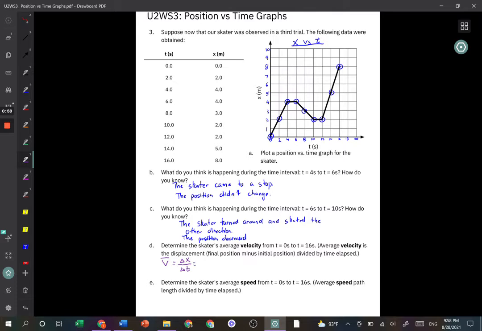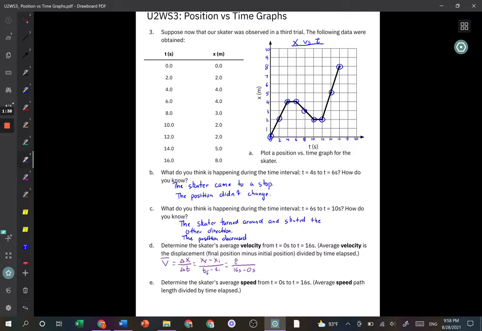Now the way that we can look at this is the final position, our position at the final time, minus our position at the initial time, over that same time final minus time initial. The problem is telling us that we are ending up at 16 seconds, and we are starting at 0 seconds. So once we know our times, we can use those times to figure out our positions. At a time of 16 seconds, we trace that up, and it looks like we have a position of 8 meters.